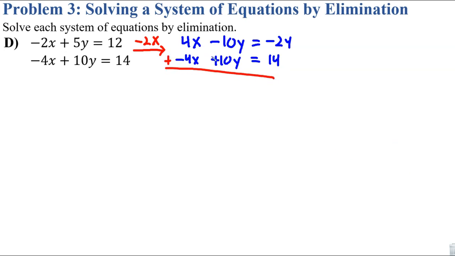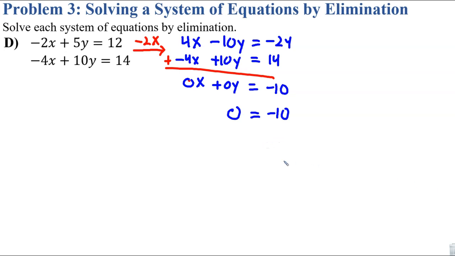Now we can add. And again, what's going to happen here is the 4x and negative 4x are going to cancel out. We get a 0x. The negative 10y and 10y are going to cancel out as well, so we can say plus 0y. And that's equal to negative 24 plus 14, which would be a negative 10. Okay, 0x plus 0y is just 0, so we end up with 0 is equal to negative 10. And we end up with something that's not true.